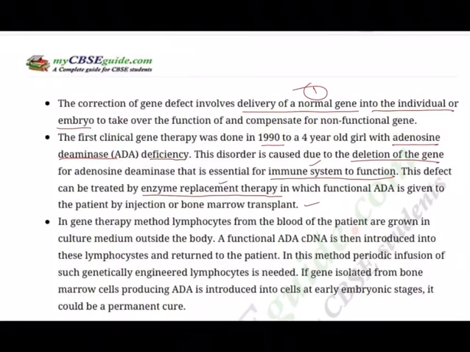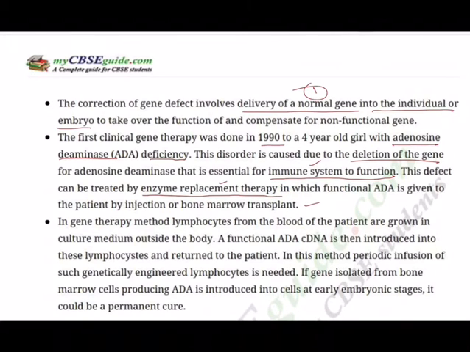In the gene therapy method, lymphocytes from the blood of the patient are grown in a culture medium outside the body. A functional ADA cDNA is then introduced into these lymphocytes and returned to the patient. So what we are doing is, first we take the lymphocytes from the blood of the patient, grown in culture medium outside the body. Then functional ADA cDNA is introduced into these lymphocytes and returned to the patient.